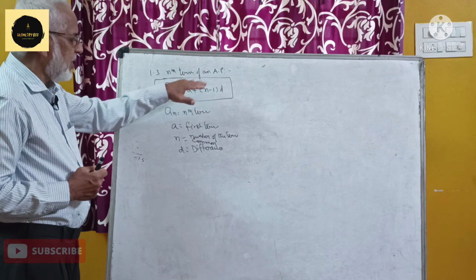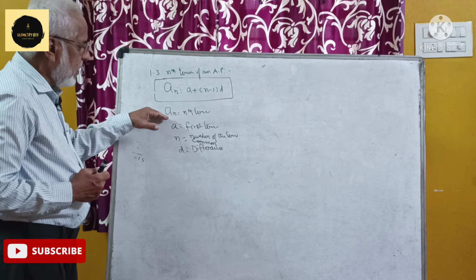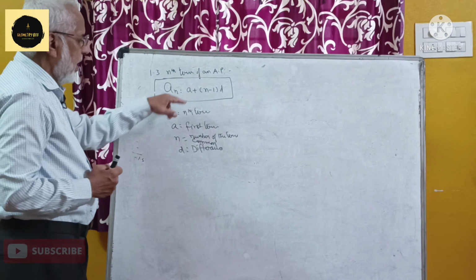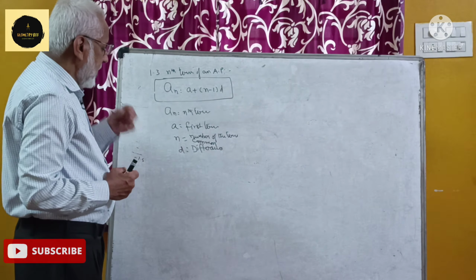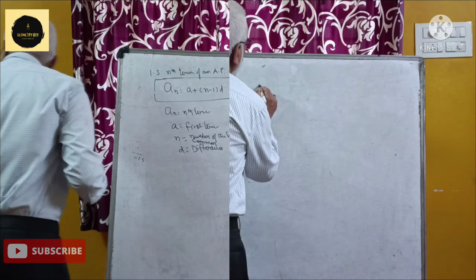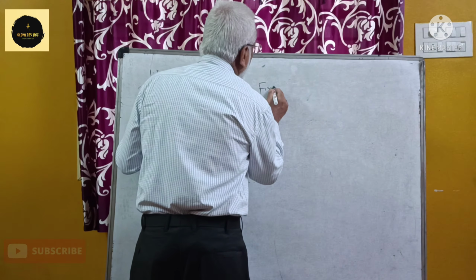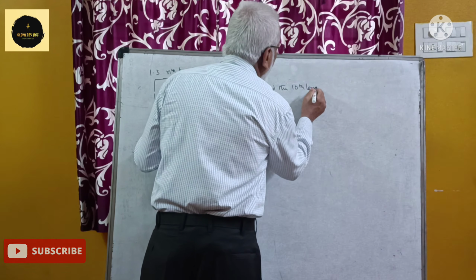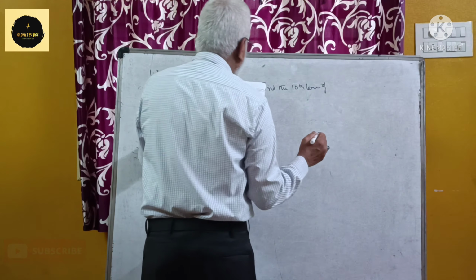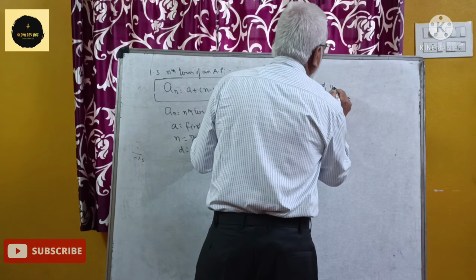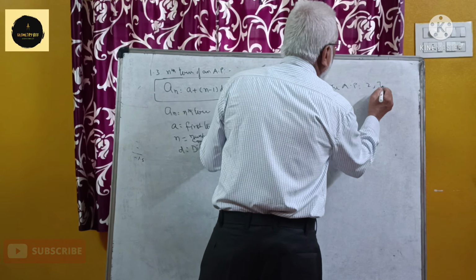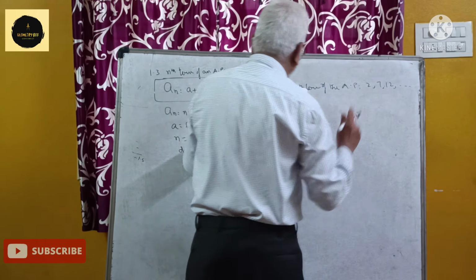So this is the general formula to find out the nth term of an AP. An is equal to a plus n minus 1 into d, where an is called the nth term, or otherwise you can say it is the last term, and a is called the first term, and n is called the number of the terms, and then d stands for the common difference. Find the 10th term of the AP 2, 7, 12 and so on.